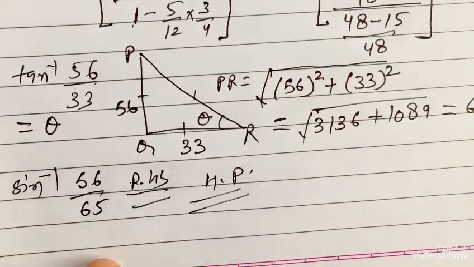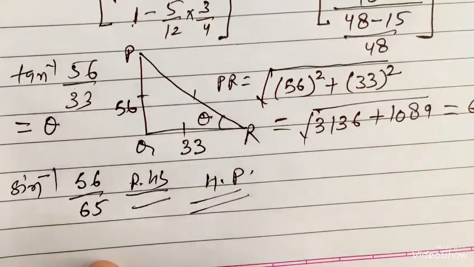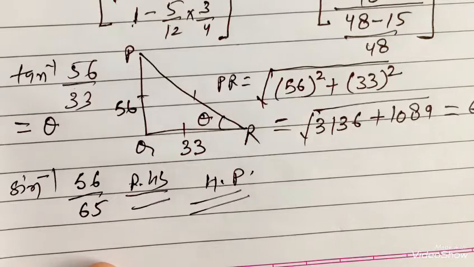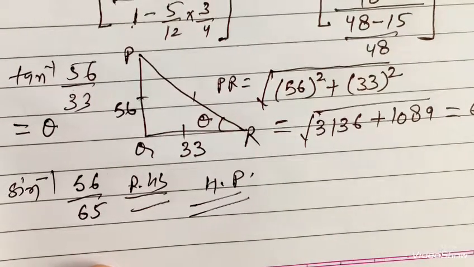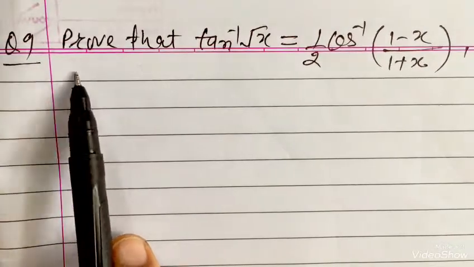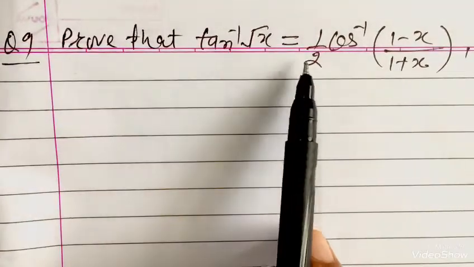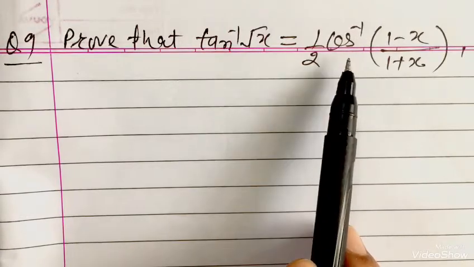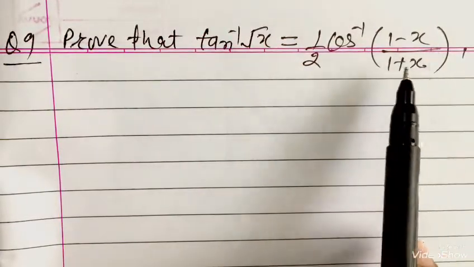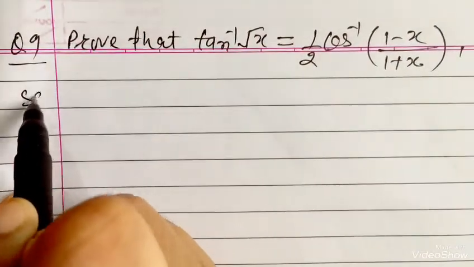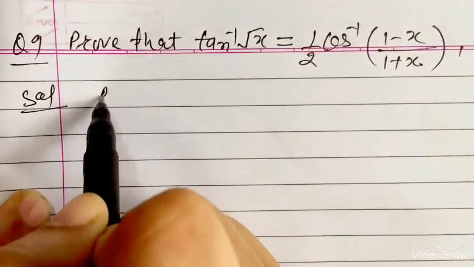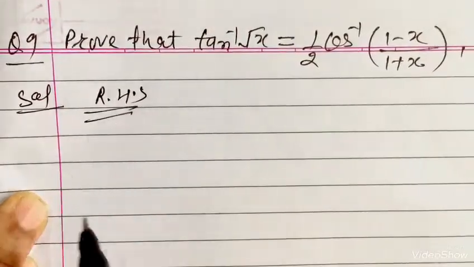So for all this type of question, if sin and cos is given in the question, we can change into tan and then apply the formula of tan inverse. Okay, the next question is prove that tan inverse root x is equal to 1 by 2 cos inverse 1 minus x upon 1 plus x. Okay student, so for this question I am starting from right hand side.